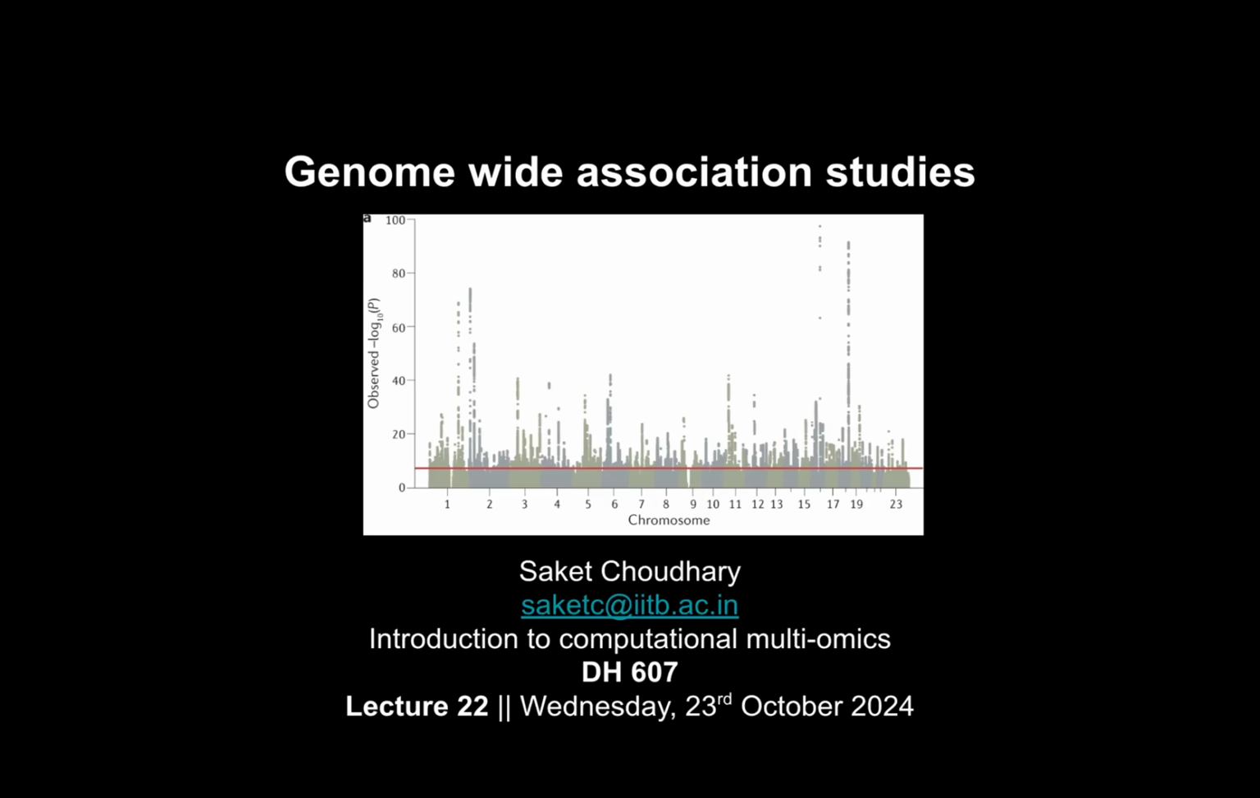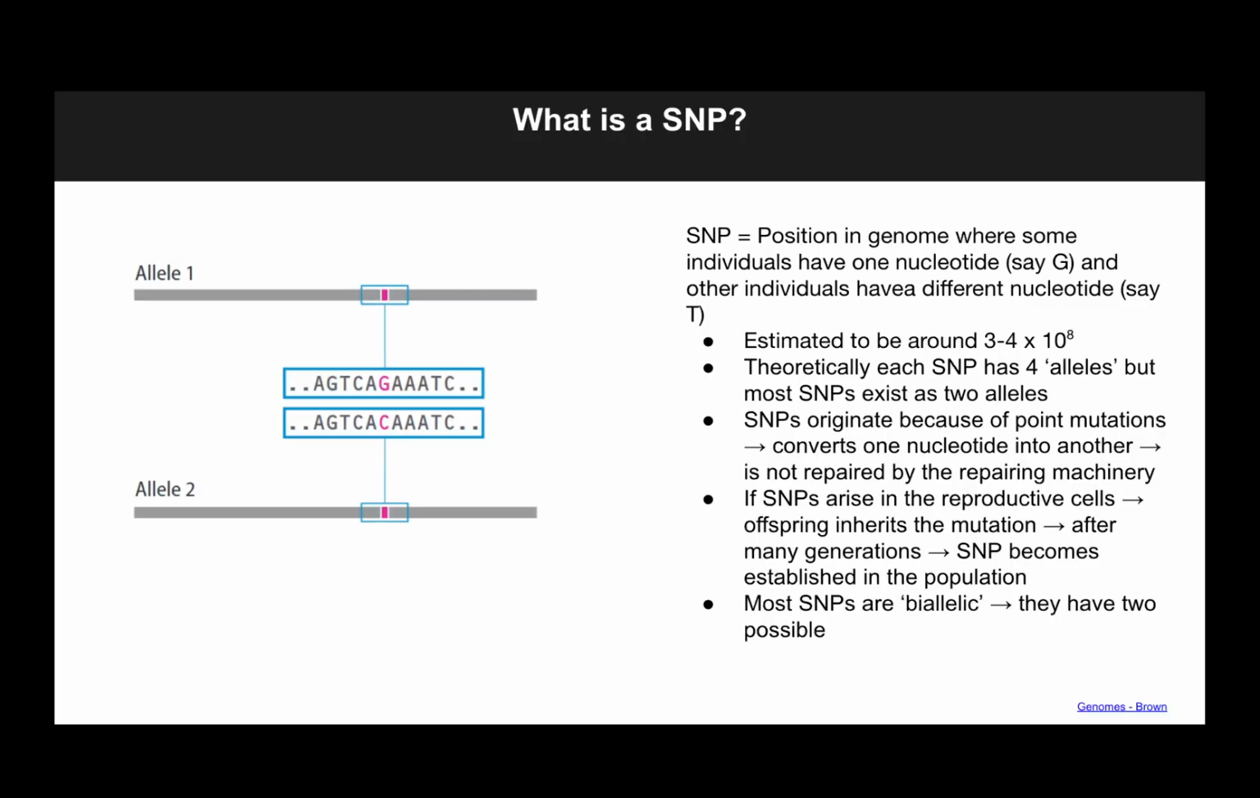What are SNPs? Has anyone heard of SNPs? Single nucleotide polymorphism. Okay. So a SNP is a single nucleotide polymorphism, which is basically a position in a genome where some individuals can have one nucleotide, other individuals can have some other nucleotide, right?